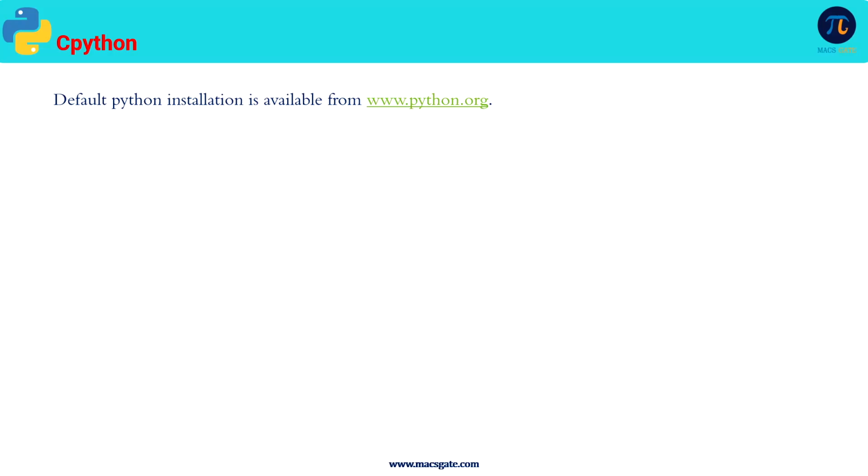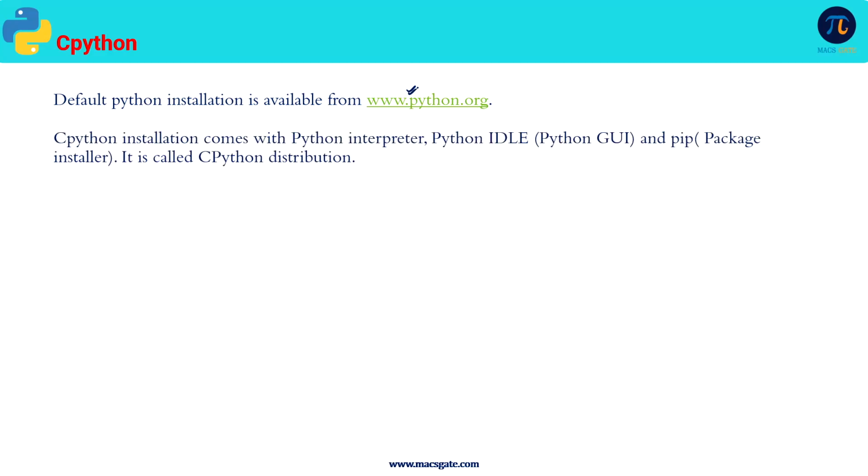See, the default Python installation, which is called CPython installation, is available from python.org. See, this CPython installation comes with the Python interpreter, Python IDLE, which is an integrated development and learning environment, and package installer programs. Because it comes as a software bundle, we call it the CPython distribution.